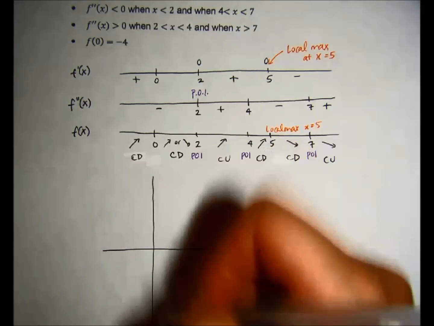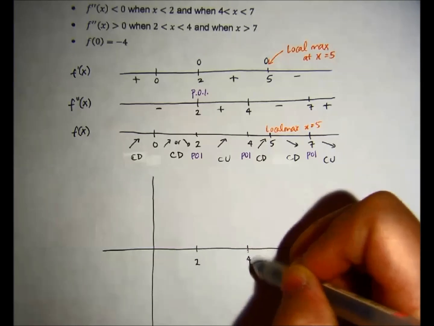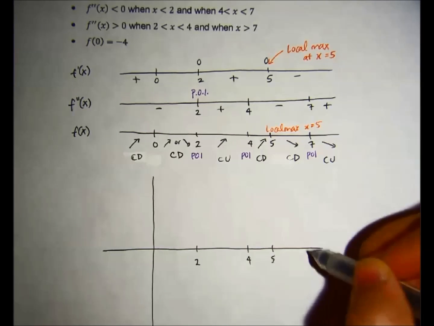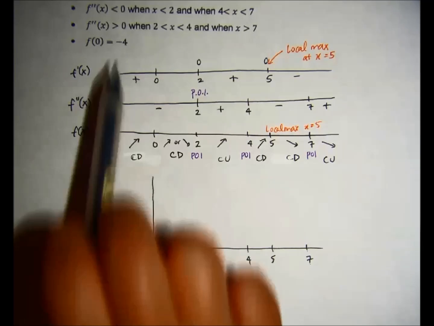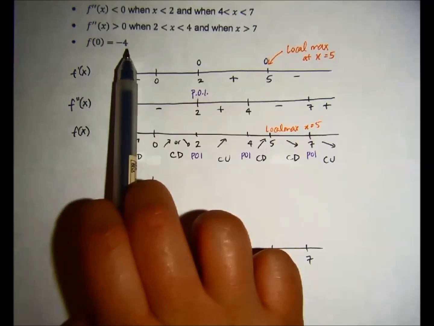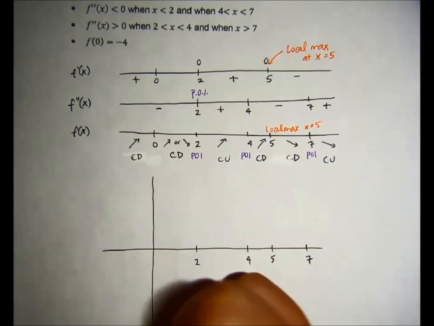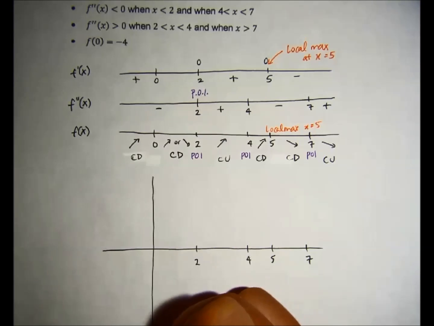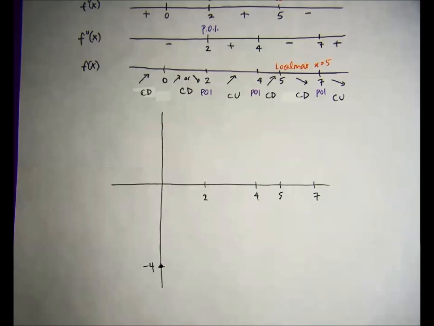So I'm just going to mimic the exact same intervals here, 2, 4, 5, 7. Okay. The last piece of information that I was given is that f of 0 is equal to -4. So I should plot that point down here-ish. It's just a rough sketch. Nope, there we go. So now I can connect my points into a possible sketch of the function.